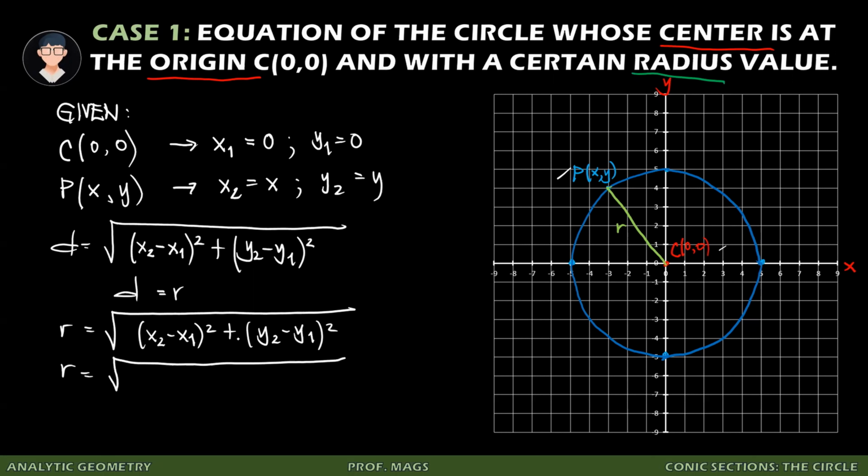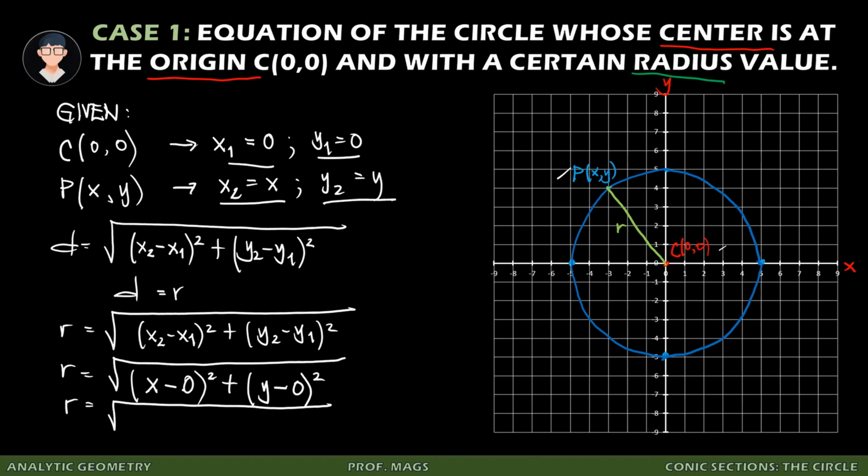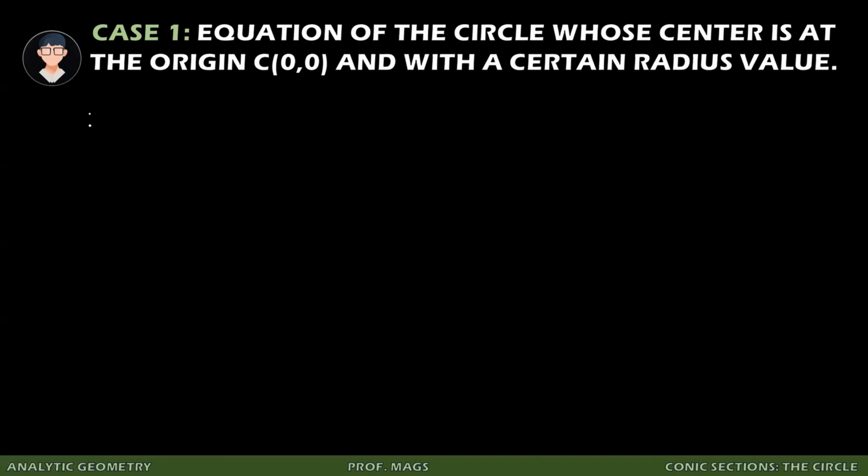Then we're just going to substitute the given values. Our x sub 2 is equal to x. Our x sub 1 be equal to 0. Quantity square plus y sub 2 naman natin ay y minus y sub 1 naman natin ay 0. Quantity square. We will be left with r is equal to the square root of x minus 0 is equal to x quantity square plus y minus 0 that is equal to y quantity square. Therefore, r is equal to the square root of x square plus y square.